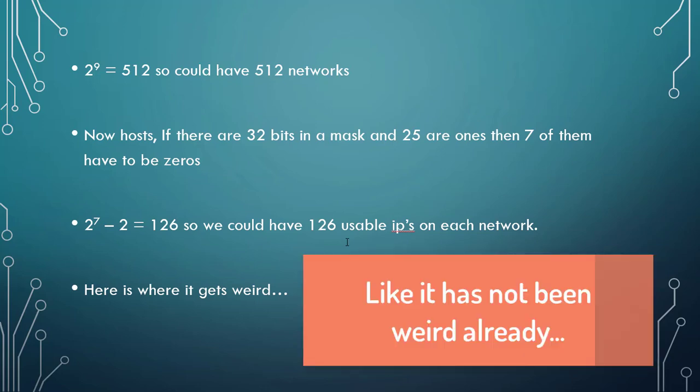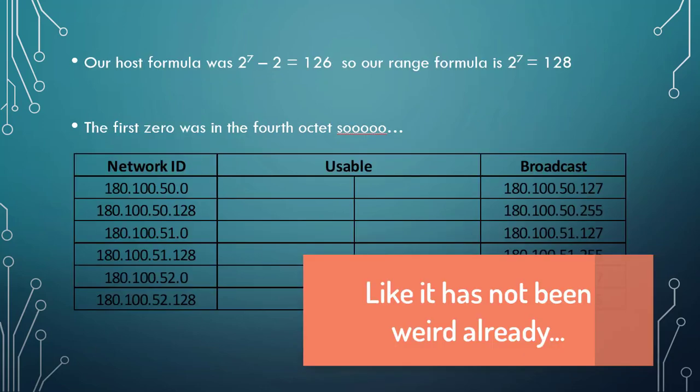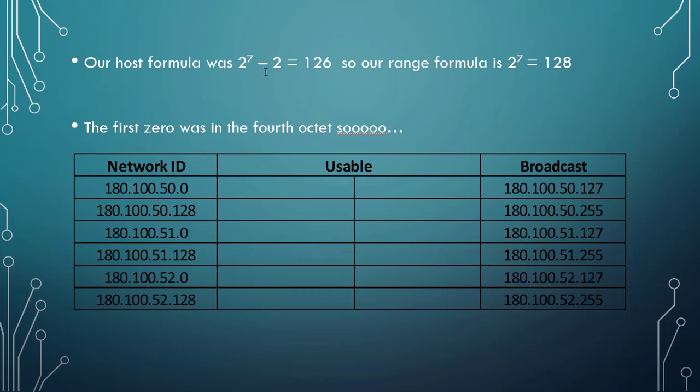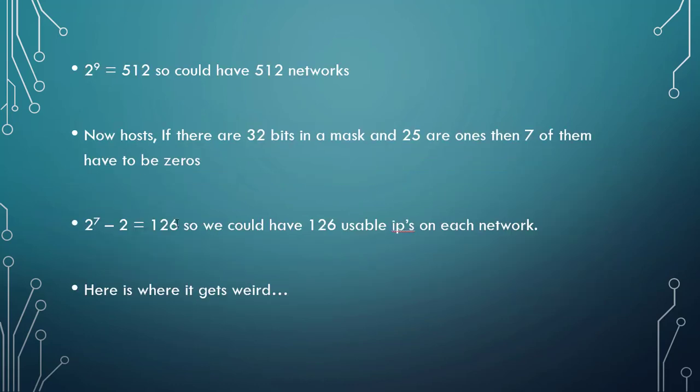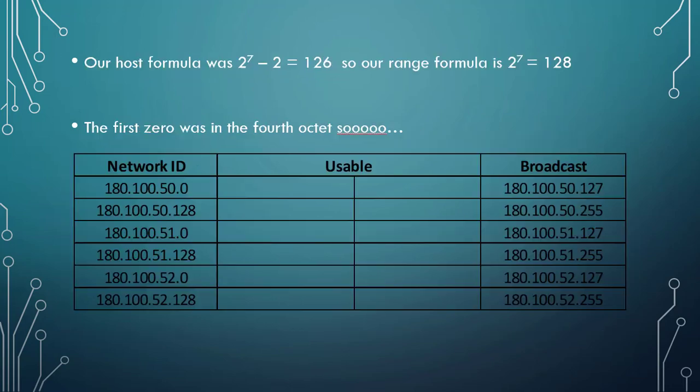And then here's where it gets weird. So I picked a bad address to give you guys. Our host formula was 2 to the 7 minus 2, so our range is 128. So the first 0 was in the fourth octet, so we're going to apply our range in the fourth octet. So it would be 50.0 to 50.127, and that gives me that space of 126, like we figured out here, that we would have 126 usable hosts.